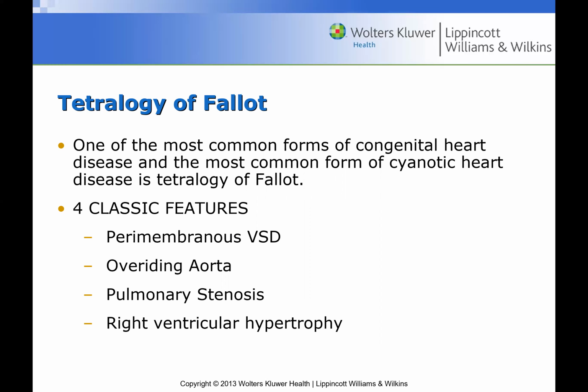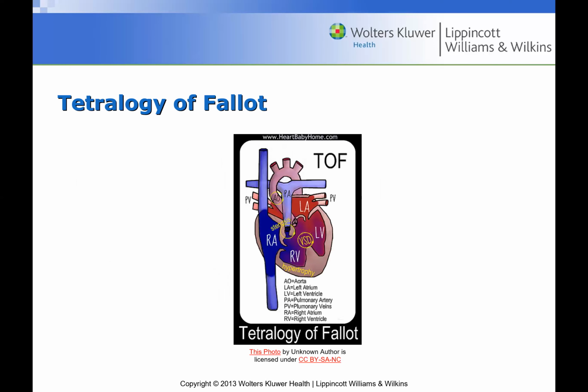So they will have a VSD. They'll have a very large aorta because the pulmonary artery is going to be stenosed. And later on, they'll probably have hypertrophy of the right ventricle because it's having to push so much blood. Here's a good image of that. So here's your hypertrophy of the right ventricle, a large VSD, stenosis of the pulmonary artery, and the aorta becomes larger and overrides the pulmonary artery because it's having to take more blood because of the stenosis.